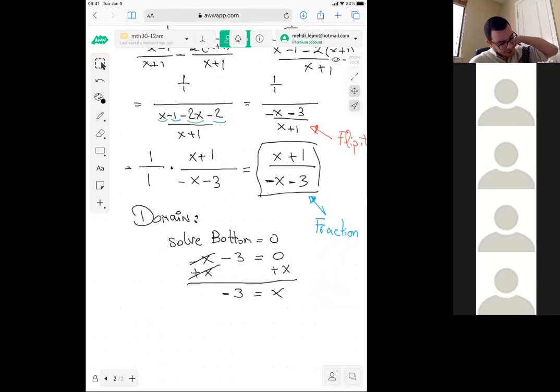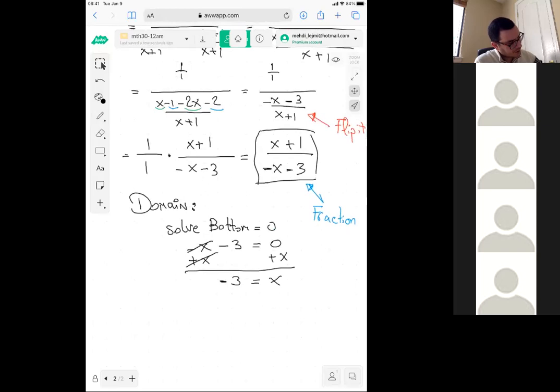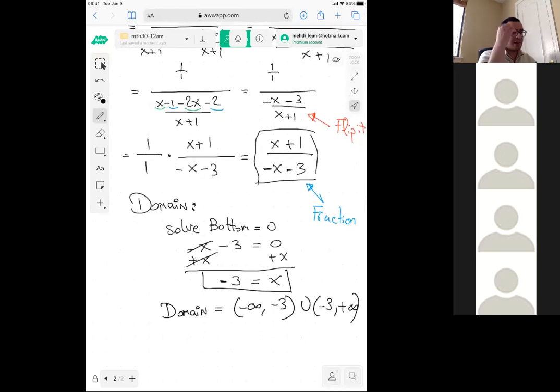So the domain here in the second step would be any number except this negative 3, right? So it's negative infinity to negative 3 excluded, union with negative 3 to positive infinity. All right, so that's for the domain. This is for the second step.